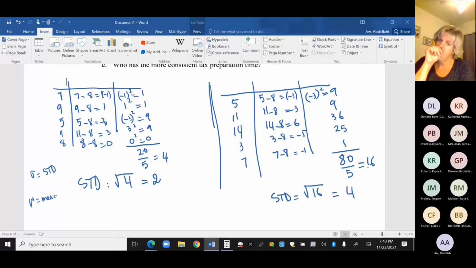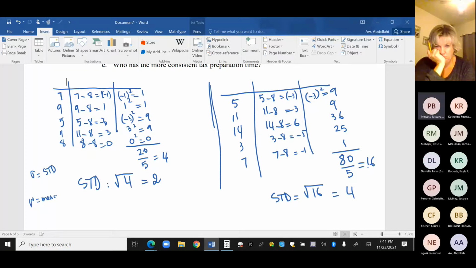But for the first accountant, the standard deviation is only 2. It means sometimes he can prepare in 8 plus 2 is 10 hours, or sometimes 6 hours. But usually between 6 and 10 hours. The second one is between 4 and 12 hours. So who is more consistent?